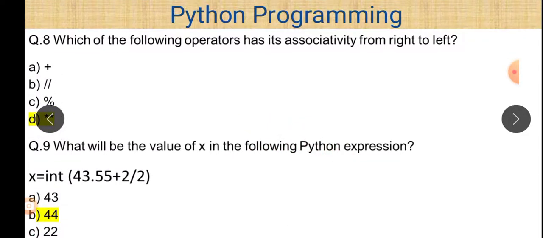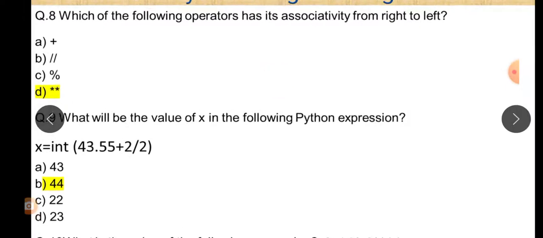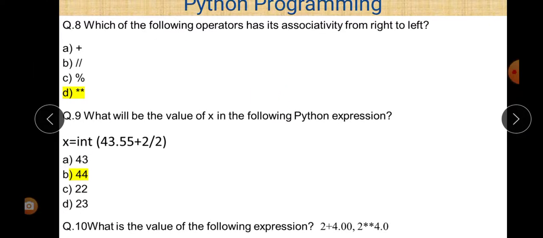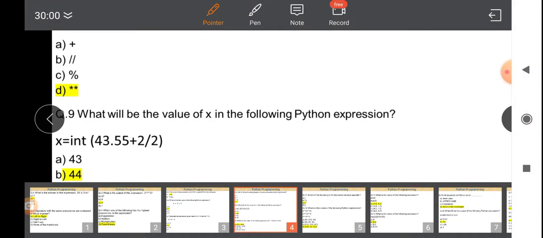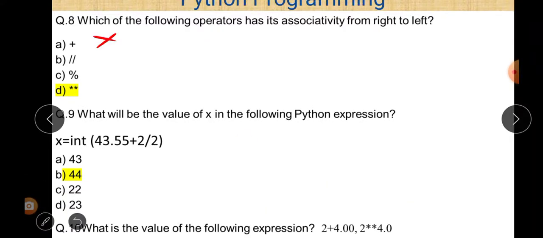Which one of the following operators has associativity from right to left? As we know, four options are there, as you can see on screen. First is plus. Plus has associativity from left to right, so it is not our answer. Floor division is also not the correct answer; its associativity is from left to right. Then modular division is also incorrect.